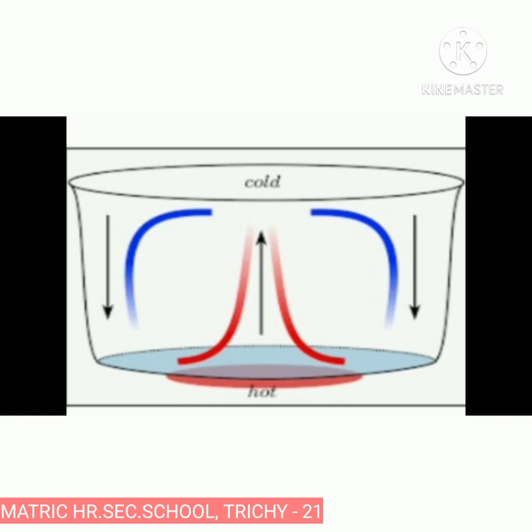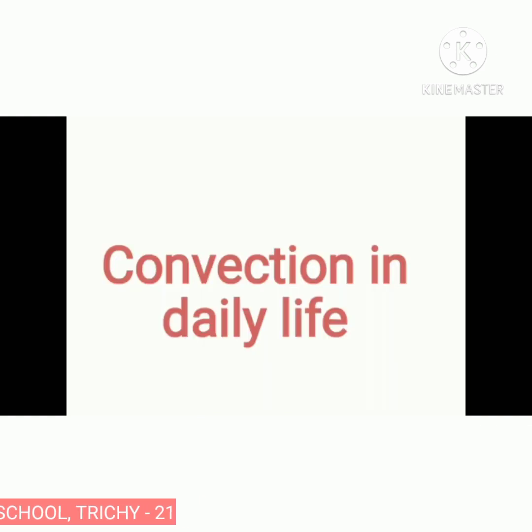This is how air in the atmosphere is also heated. Thus, convection is the form of heat transfer from places of higher temperature to places of lower temperature by the actual movement of molecules. So, convection takes place in liquids and gases.